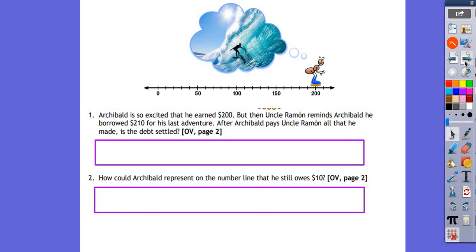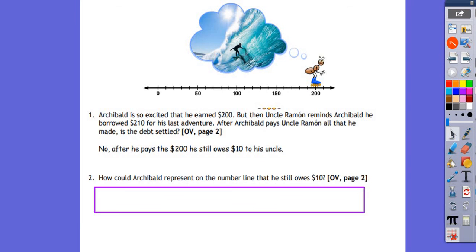It says, after Archibald pays his Uncle Raymond all that he made, is the debt settled? No. How much does he still owe him? $10. So he still has a debt of $10. So no. He has a debt of $10 for number 1. Number 2 says, how could Archibald represent on a number line that he still owes $10?